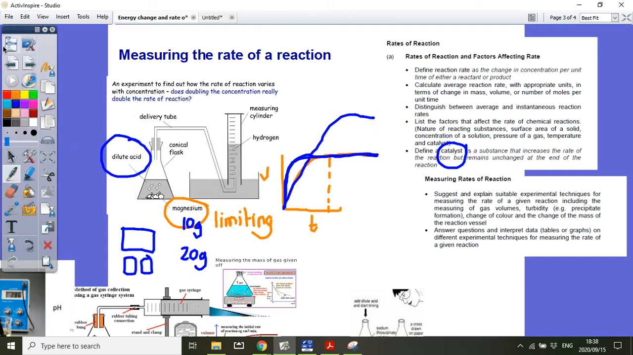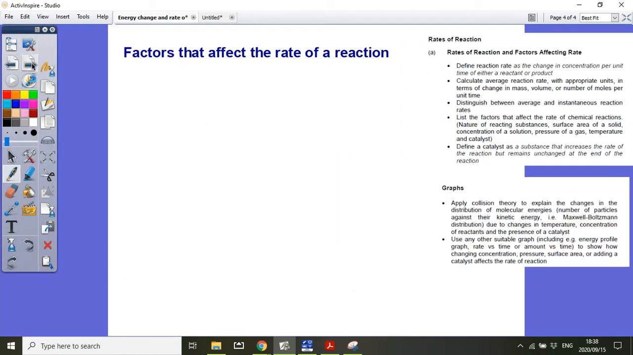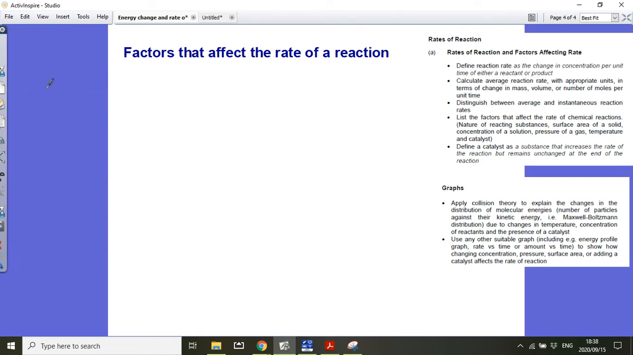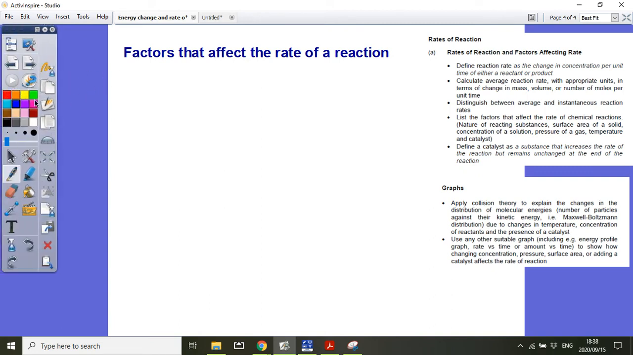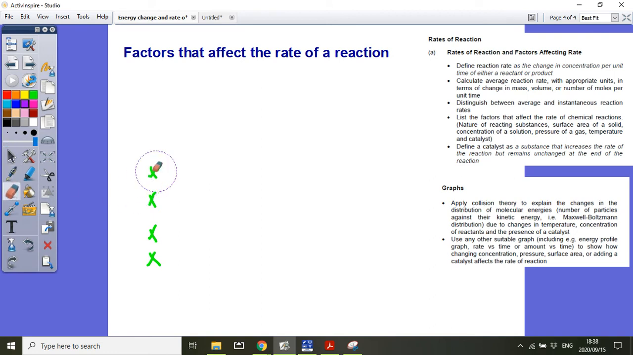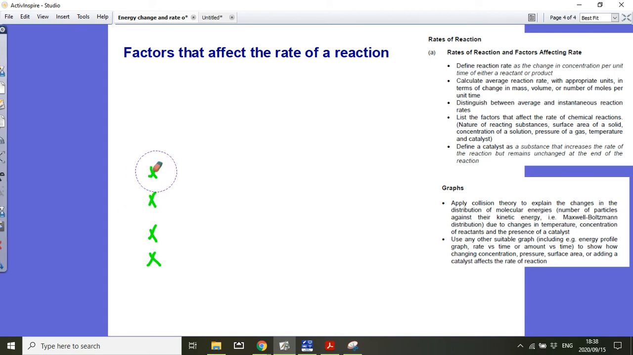Now we are going to look at the collision theory and how the collision theory affects all these different things. I'm going to use that same graph. The first one is for a catalyst. These questions are normally 4 marks, so you need to think, I need to get 4 marks for my answer. So 4 points, and you are allowed to put it in point form.